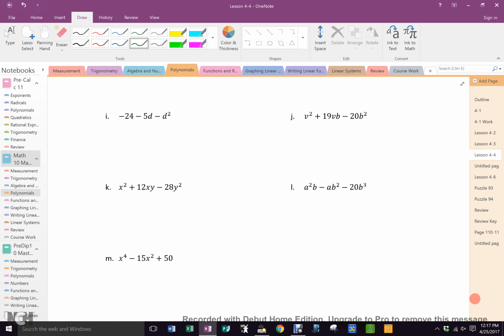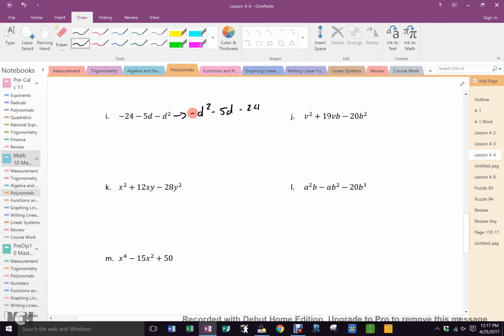Can you put it in order? Are you allowed to move it around? Sure. What would the first thing be if this was in the order we liked? It would be negative d squared minus 5d minus 24, yes? Now what don't we like? I don't like a negative.